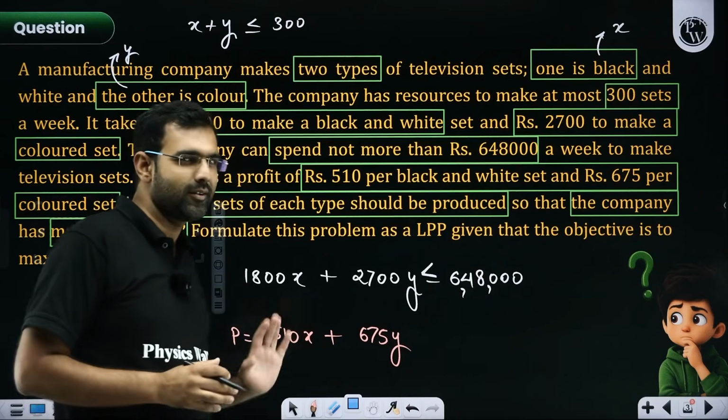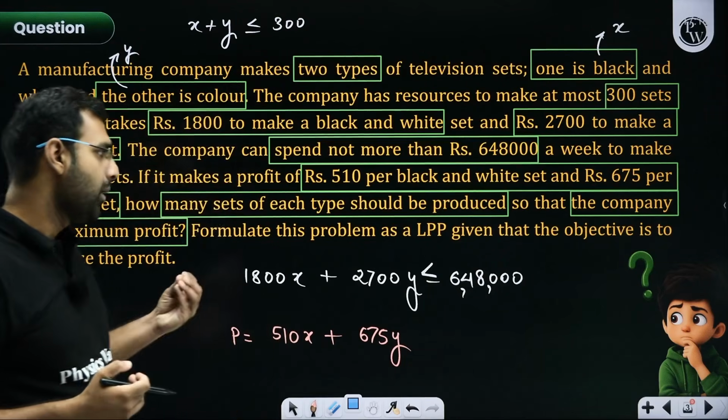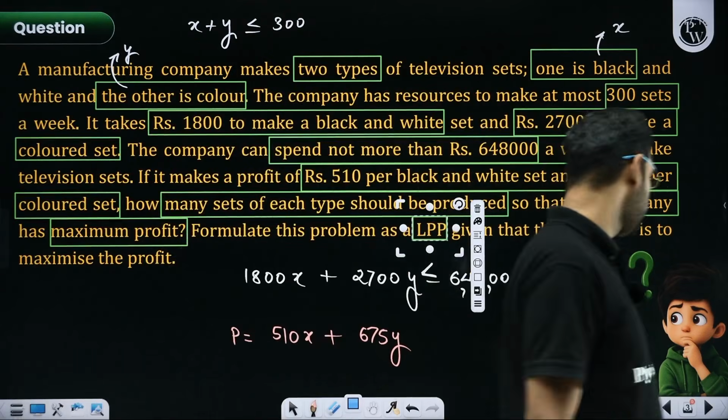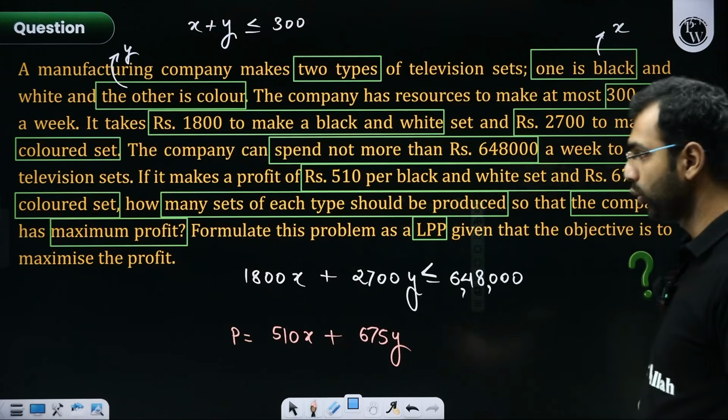So we need to maximize it. Is it not a linear programming based question? Yes or no? So sir, how can we solve this? I think you have two conditions.